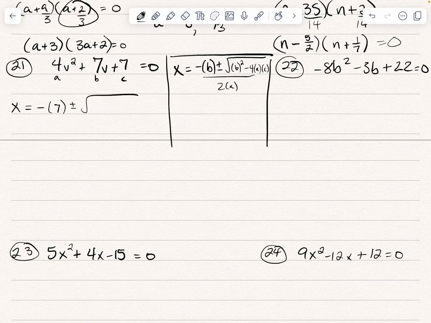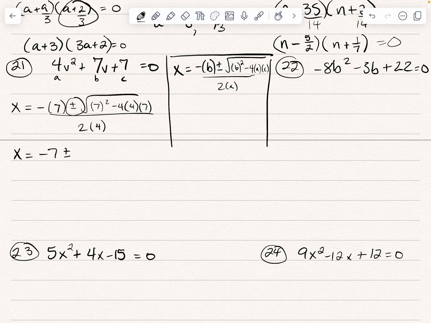So negative b plus or minus the square root of b squared minus 4 times a, which is 4, times c, which is 7, all over 2 times a, which is 4. All right, we're going to plug that into our calculator. We do have two cases because of the plus and the minus, and we will have to go from there. We could work this out completely.